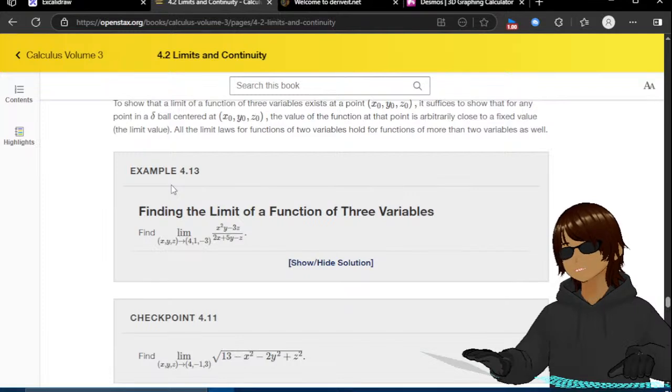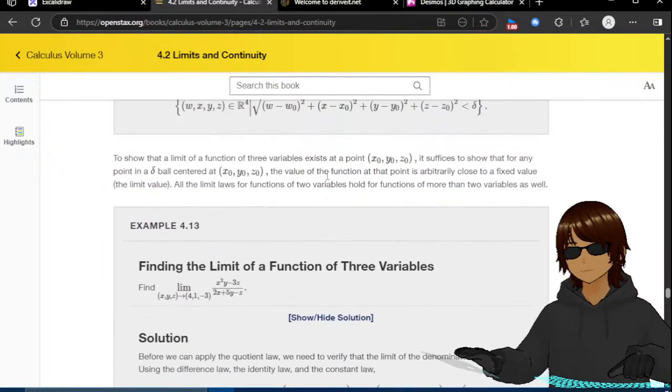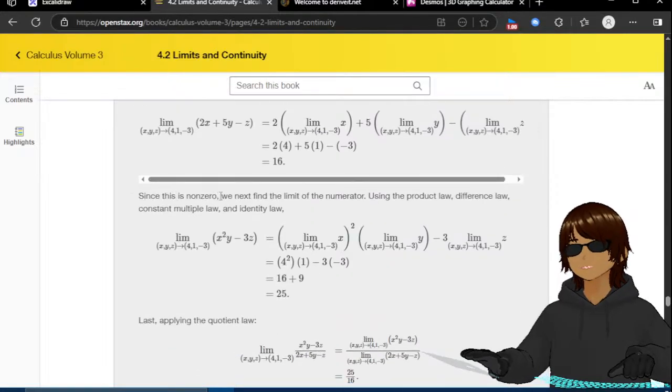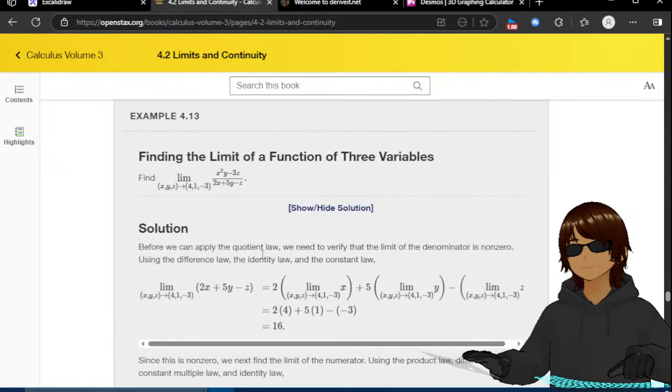Finding the limit of a function of 3 variables. Before we can apply the quotient law, we need to verify that the limit of the denominator is non-zero. 4, 1, minus 3. Okay. Since it's non-zero, we next find the limit of the numerator using the product law, the difference law, the constant multiple law, and the identity law. Lastly, applying the quotient law, we are left with 25 over 16.